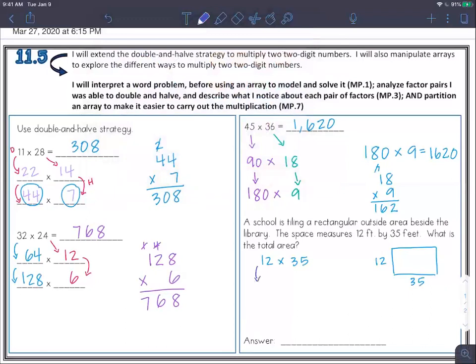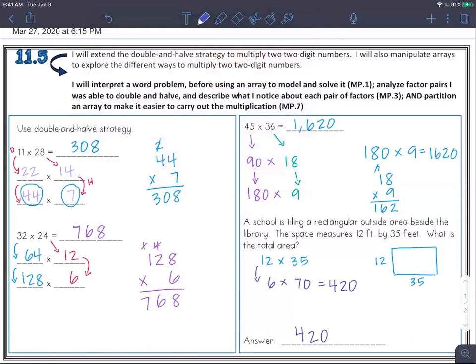So if I take half of 12, that's 6. And if I double the 35, I get 70. That's a lot easier to do. I can even do that in my head. 6 times 70 is 420.